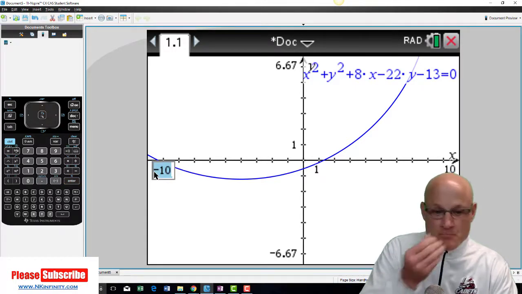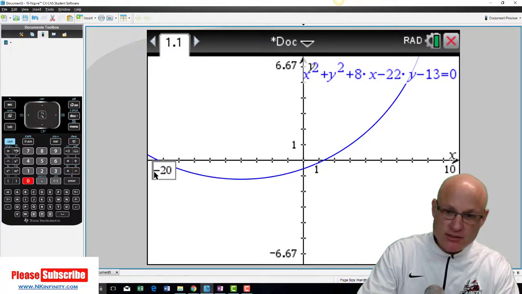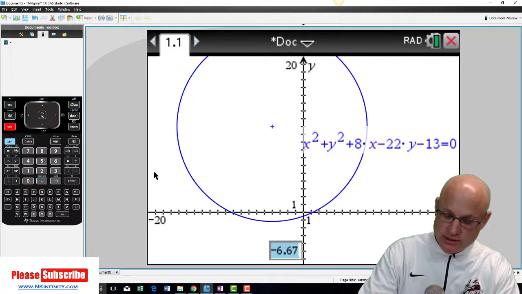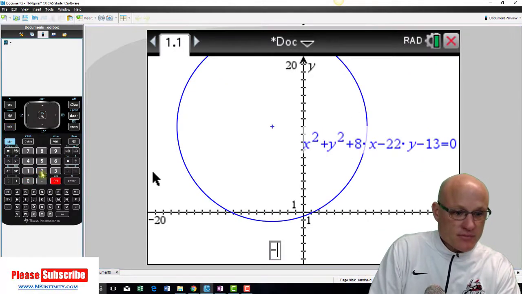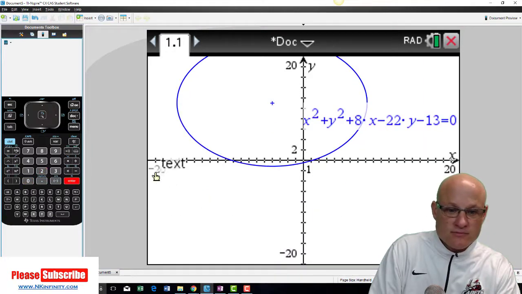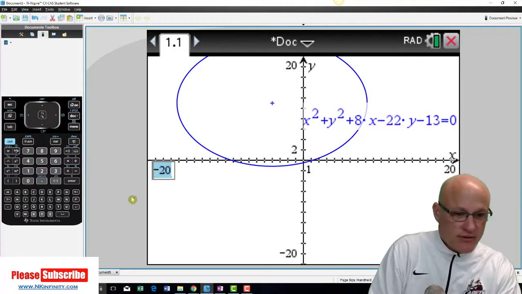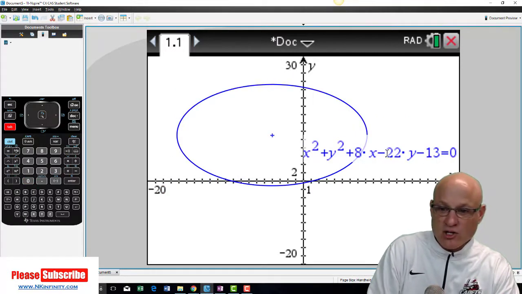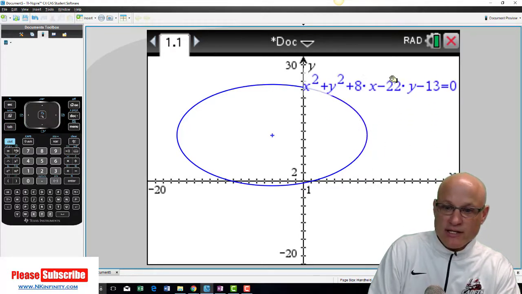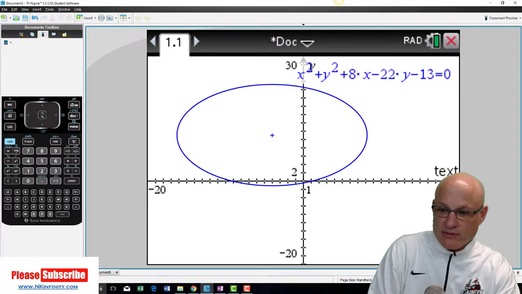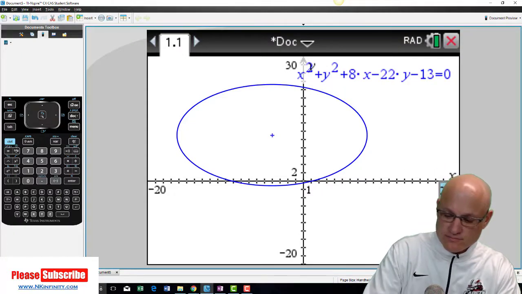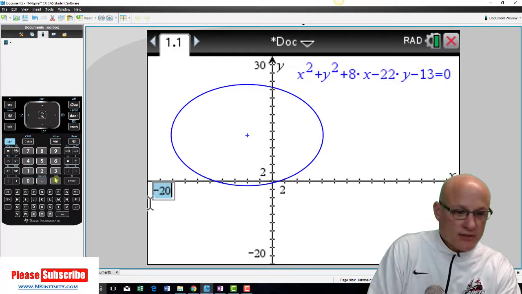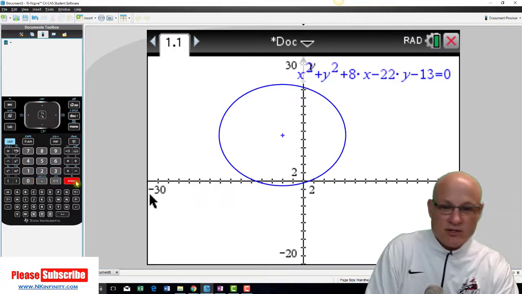Let's see. Let's go with negative 20 and 20 for the window. Is that enough? Negative 20 is fine. How about 30? All right. Now, it doesn't look much like a circle because I would have to make this 30. That's closer. And this would have to go to negative 30 to make it look more like a circle. But whatever. There it is.